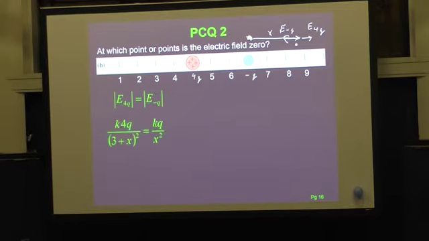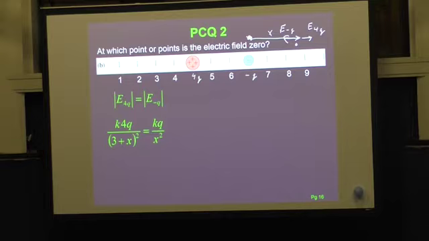Okay, and so what do I do? Well, I plug in my new equations. For this one here, it's k, the charge of that guy is 4q, and the distance to this point, so we're doing the distance to this point, is 1, 2, 3, since there are 3 spaces here, plus x. So whatever x happens to be, this distance is 3 plus x.